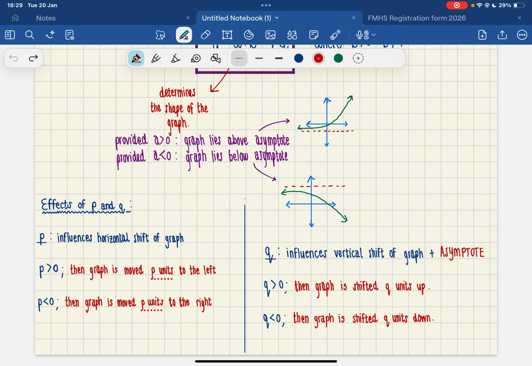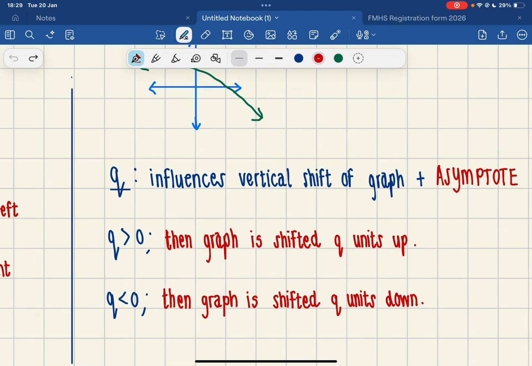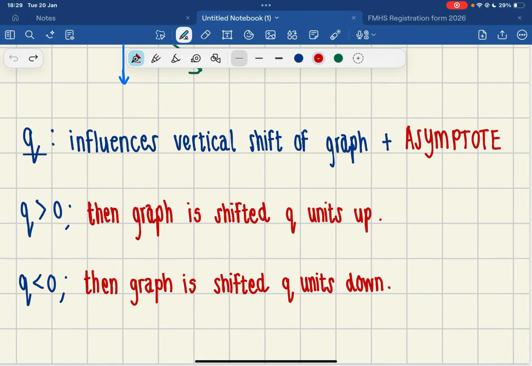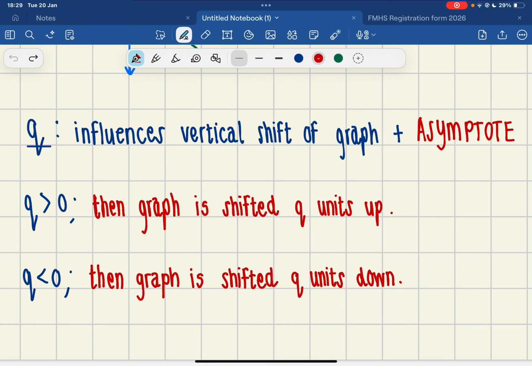Okay. I want us to then look at the influence of the q value. The q value influences the vertical shift of the graph. The vertical shift basically moves the graph up and down, boys and girls. And q at the same time represents the asymptote of the graph.